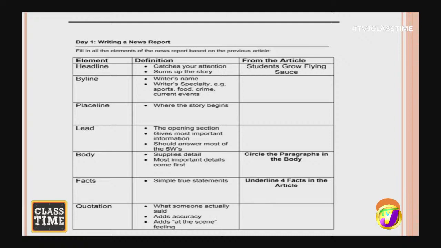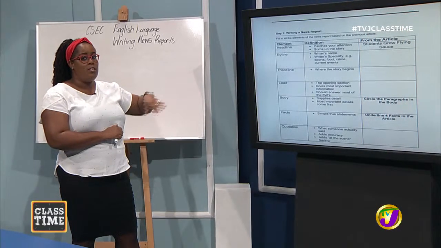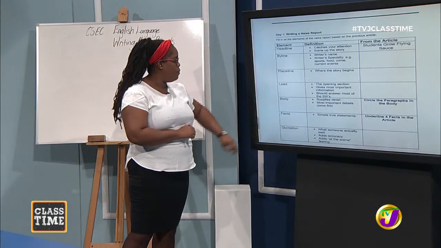All right. Byline. Writer's name, writer's specialty. Example, sports, food, crime, current events. All right. Now we're going to be looking at what was the name of the person that wrote this. Do we remember? Let us go back.